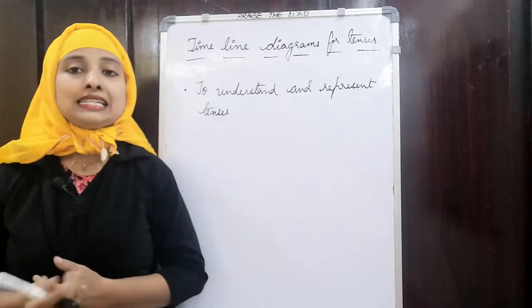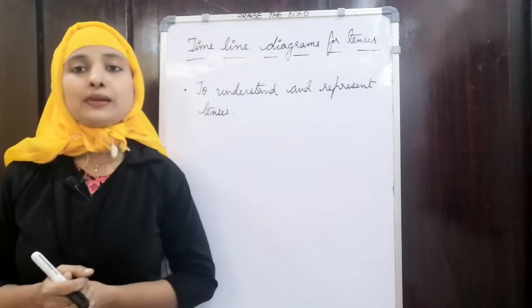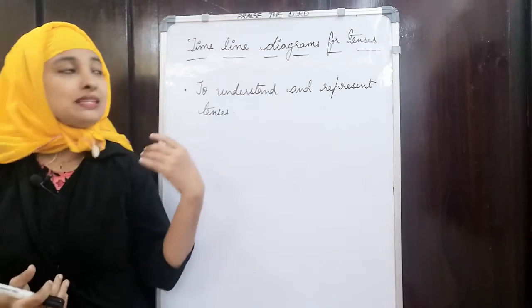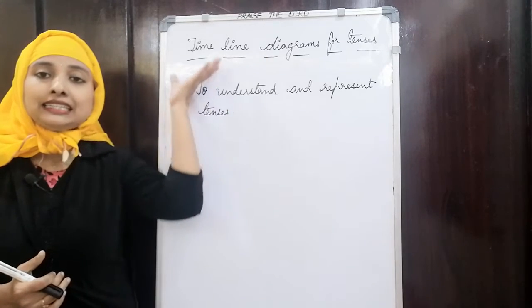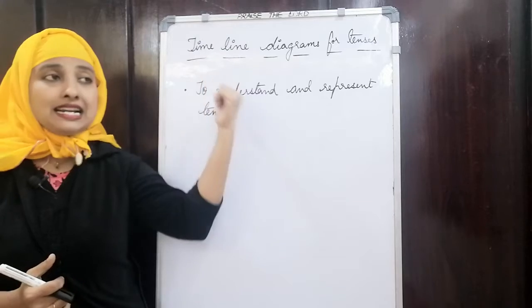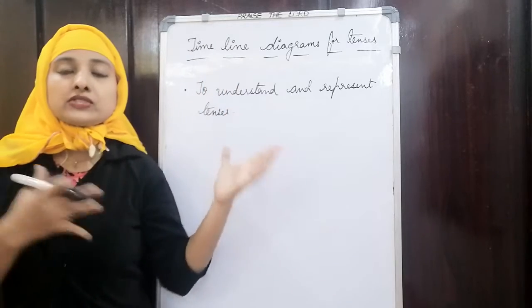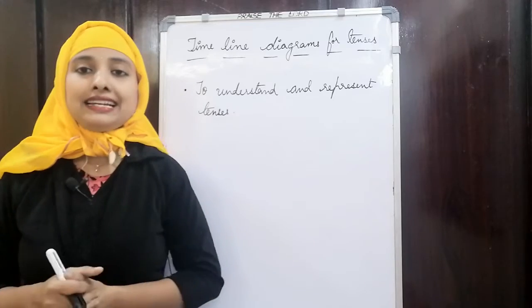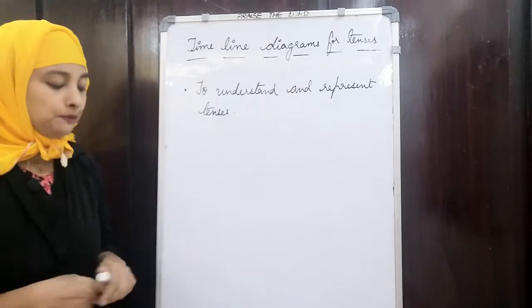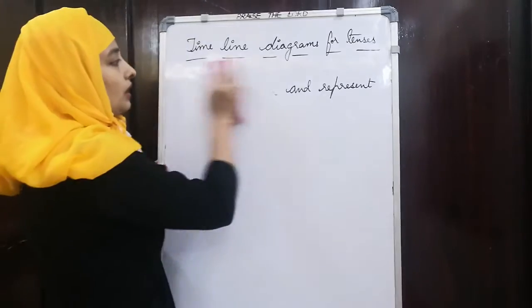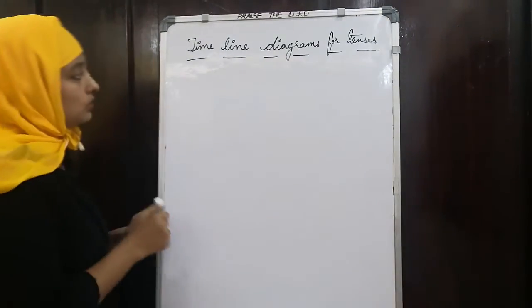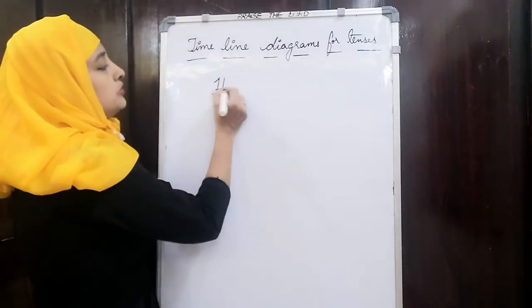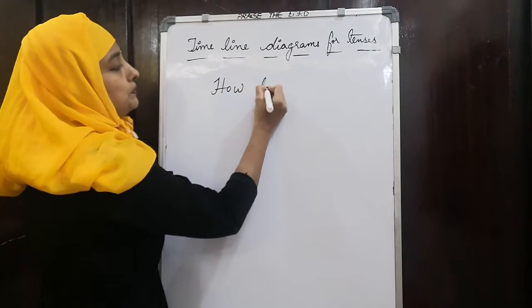There are different types of aspects present in the tense, and we will be seeing all of that. Basically this timeline diagram is easy to understand. The main purpose of studying this is to understand and represent the tenses on a line diagram. So how to draw a timeline diagram?